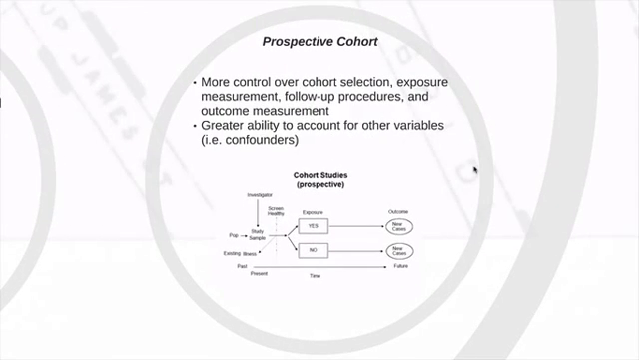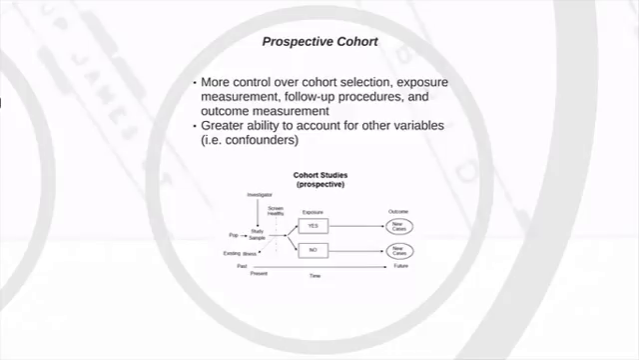Alternatively, a prospective cohort, why would you do it? You have more control over your cohort selection. You can measure exposures the way you want. Say you care about an exposure that can only be self-reported, that was never captured by records. You need to do a prospective cohort study. You can have much more control over follow-up and how you measure your outcome. If your outcome is diabetes, do you care about diagnosed diabetes or fasting glucose levels? You can make those decisions. And you also have a greater ability to account for all those other variables that go along with your exposures and mix up your estimate of effect.